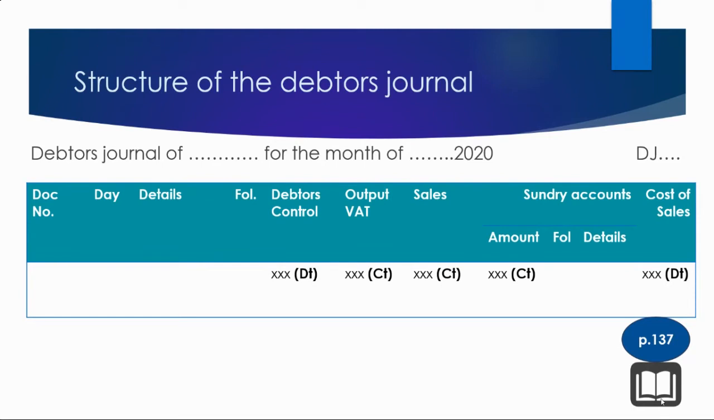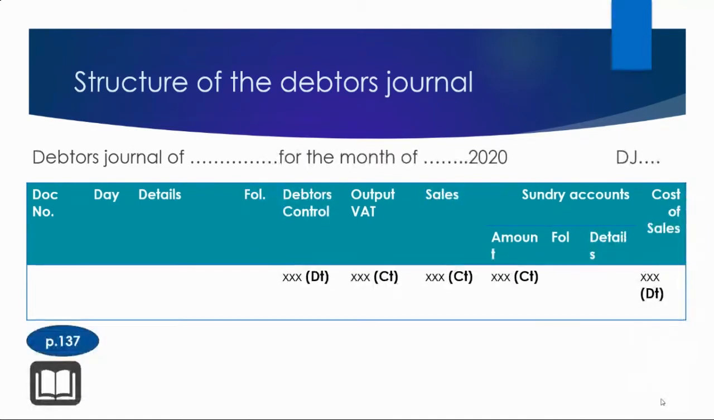Now, because debtors is an asset, we increase it on the debit side. So you'll see the debtors column is being debited, and then all the other columns, with the exception of cost of sales, are being credited. The cost of sales is debited and the sales would be credited.